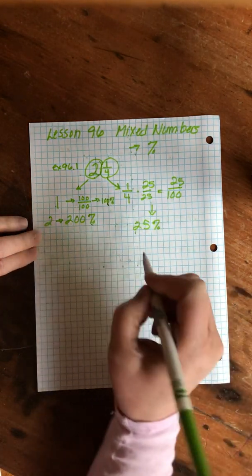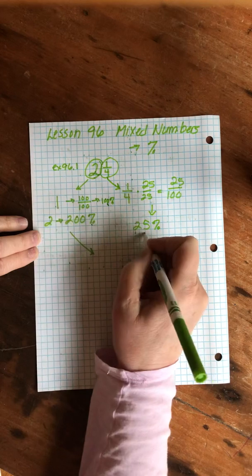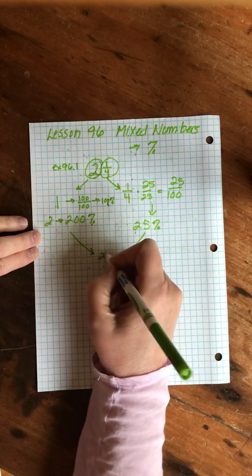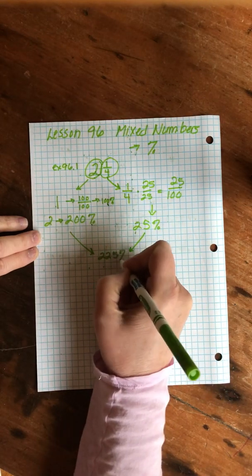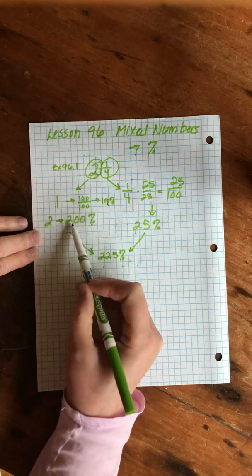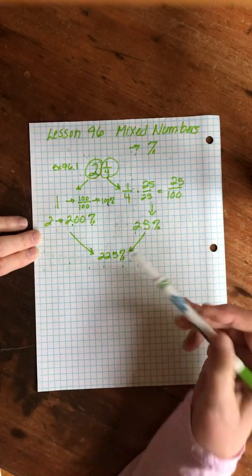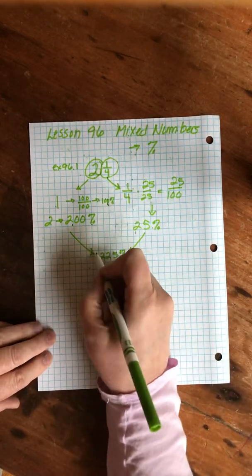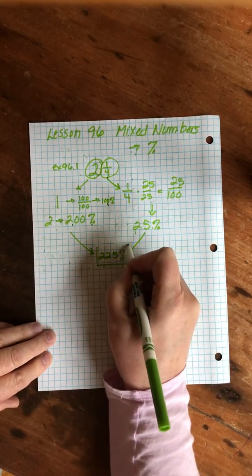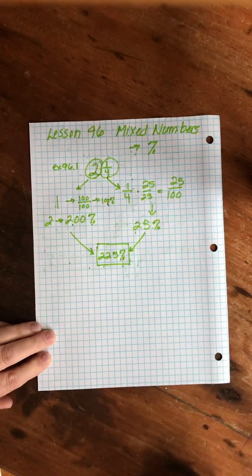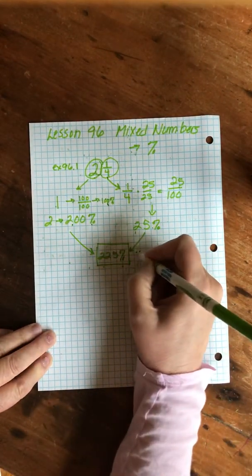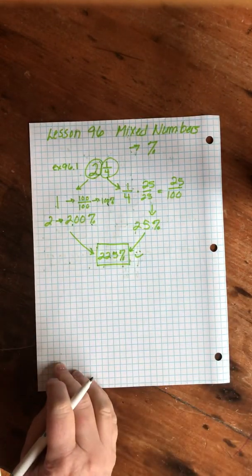So now I can see that in my number, the 2 represents 200%, the 1/4 represents 25%, so when I put them back together, my final answer is 225%. Okay?